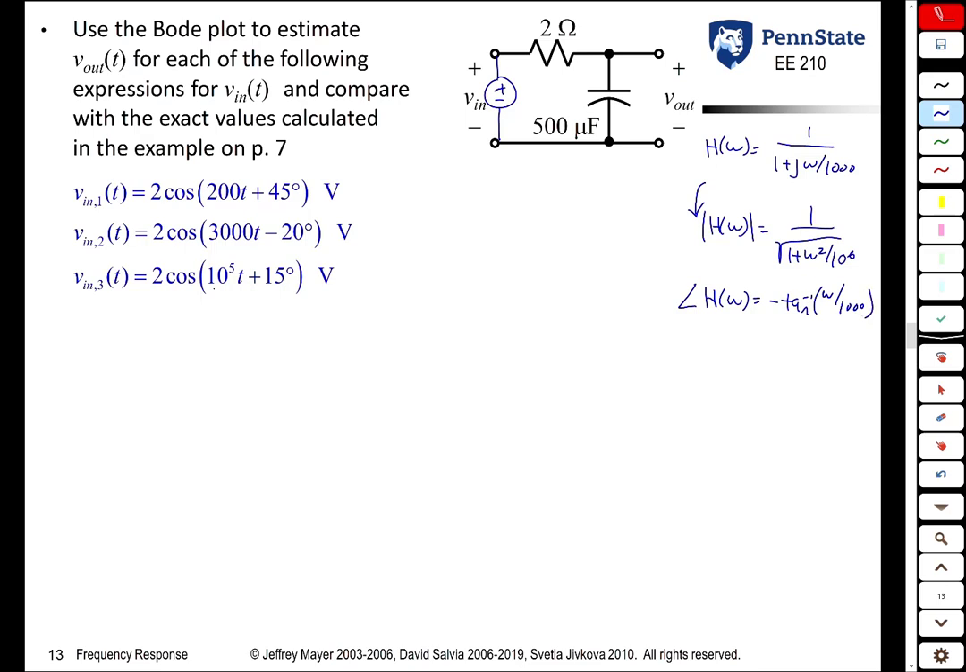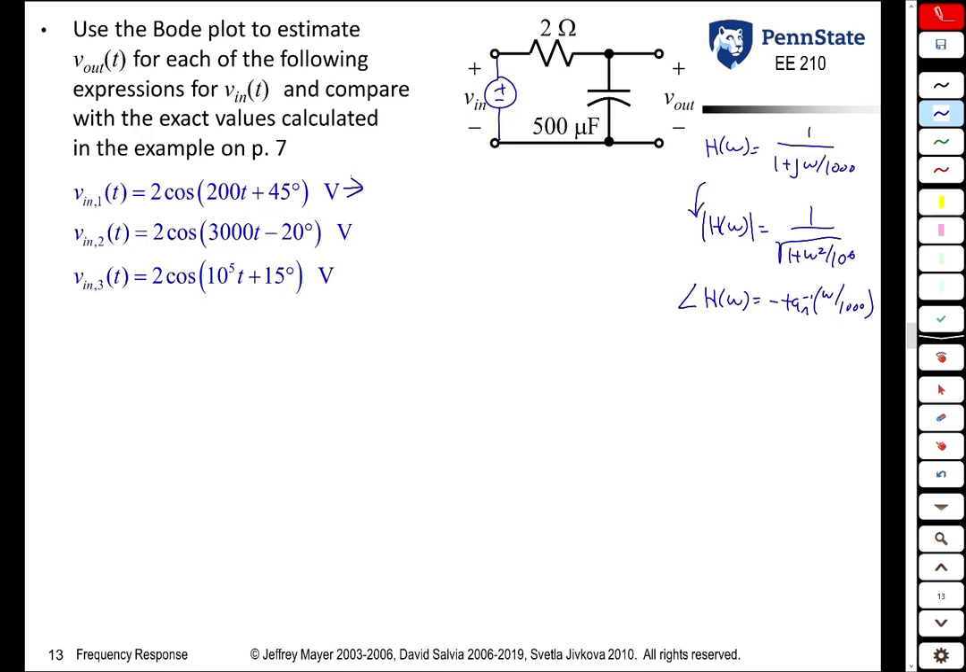We also did an example where we used the transfer function to calculate the output voltage for 3 specific input signals, one at 200 radians per second, one at 3,000 radians per second, and one at 10 to the 5th radians per second. In each case, we plugged the frequency into the transfer function, and when you evaluated it, you got a complex number, and the magnitude of that complex number gets multiplied by the magnitude of the input signal to give you the magnitude of the output signal, and the phase of that complex number gets added to the phase of the input signal to give you the phase of the output signal.